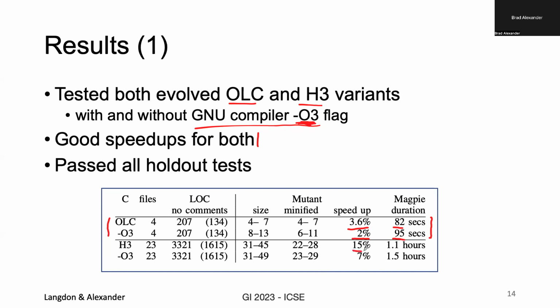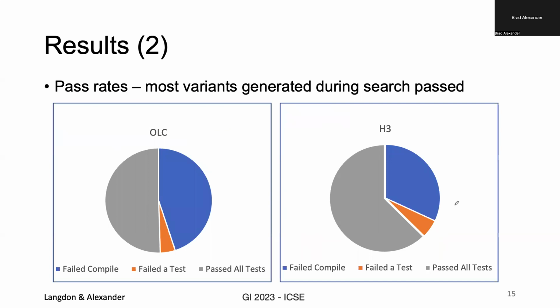For the unoptimized version of the code, 15% improvements, which is better than we've seen before by a fair degree, and also 7% here. The runtime's a lot longer because we need to get that coverage of the code. So the runtime is a lot larger, but they're both producing good results in reasonable time. Just looking at pass rates, surprisingly, and this might be a result of the nature of this code, we're seeing that OLC, that we're getting a lot of tests passed for each variant.